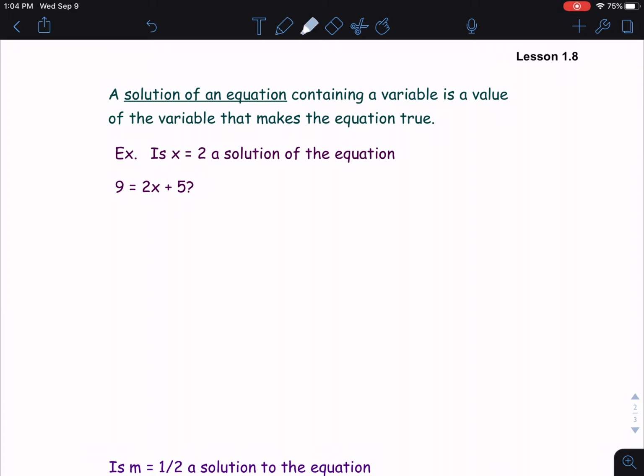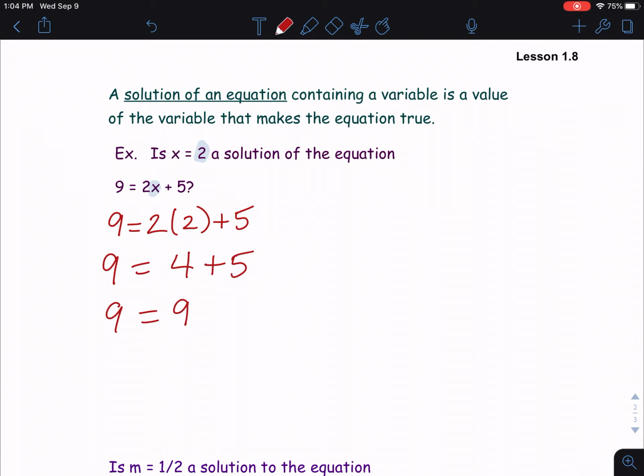So I'm going to take this variable value of 2 and plug it in for x into my equation. In this equation, x is getting multiplied by 2 and then adding 5 to that product. So I'm going to follow PEMDAS and do my multiplication before my addition. After I simplify this equation on both sides, I find that the values are the same on both the left and the right hand sides. So yes, this is a solution.